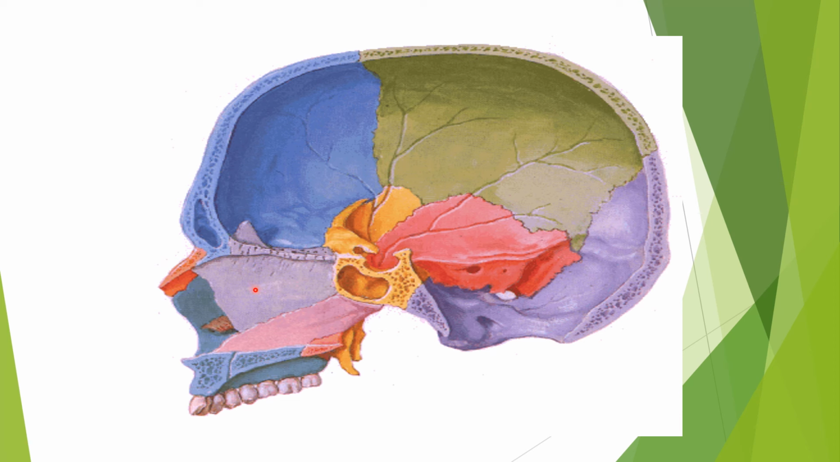This is the ethmoidal bone. This is the cribriform plate of the ethmoidal bone. This is the maxilla. You know this is the maxilla because it has the upper teeth. And this is the palatine bone. Yes, this is the palatine bone. This is the vomer. Also, you can see this is part of the sphenoid bone, and also this is a part of the sphenoid bone.